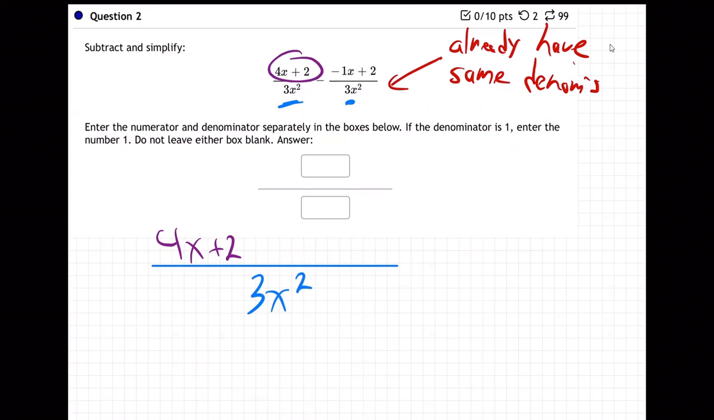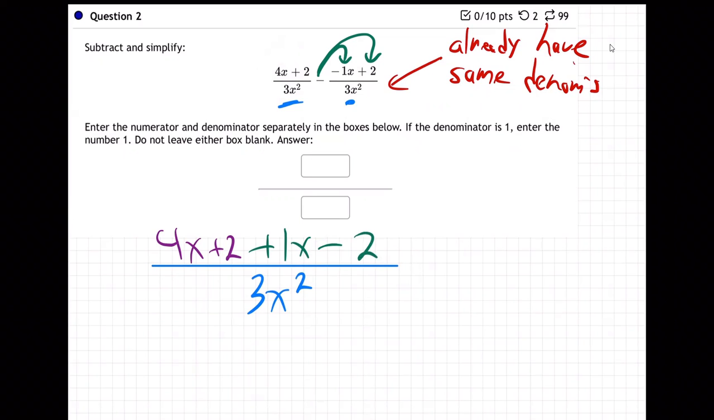The quickest, the easiest way to go is just to take that minus in the middle here and let it distribute. That's the big mistake. So watch this. This is the big mistake. Plus 1x minus 2. That's the mistake.